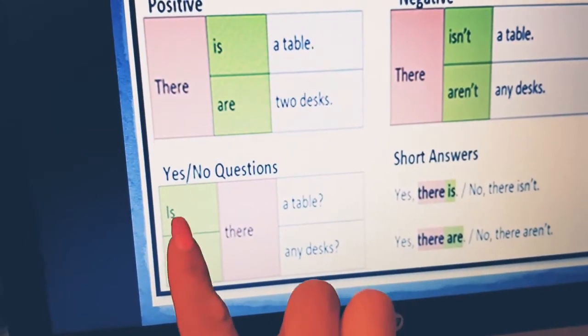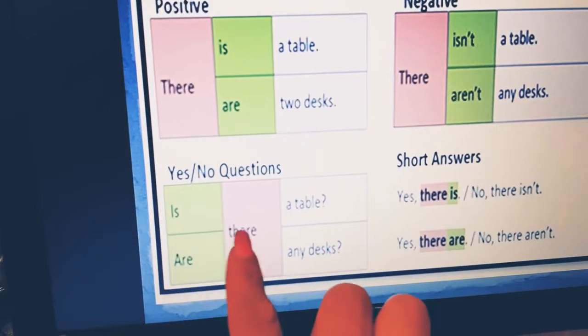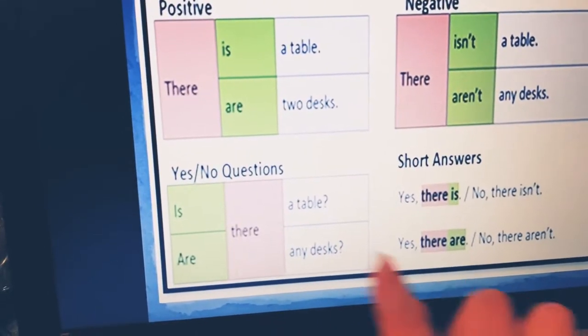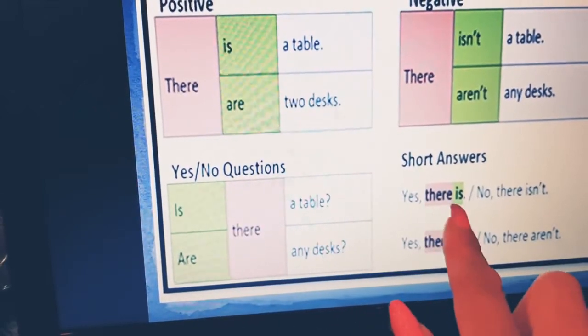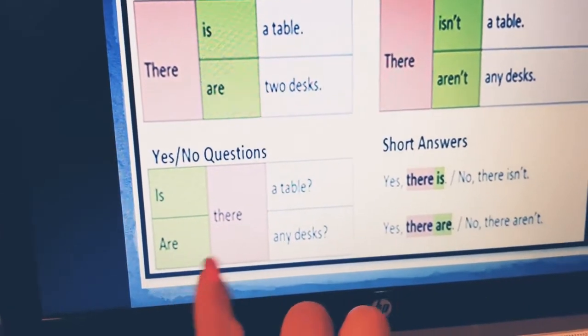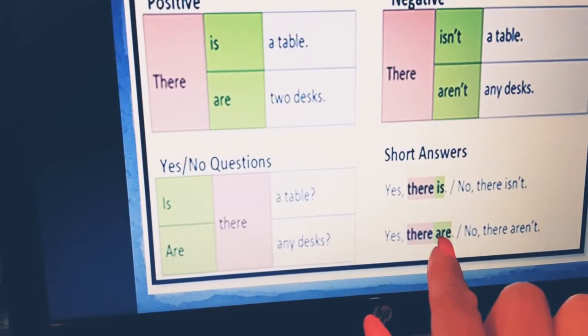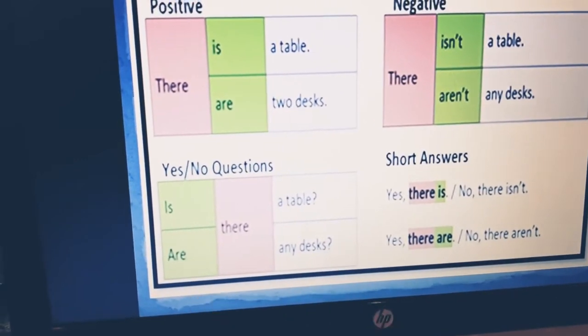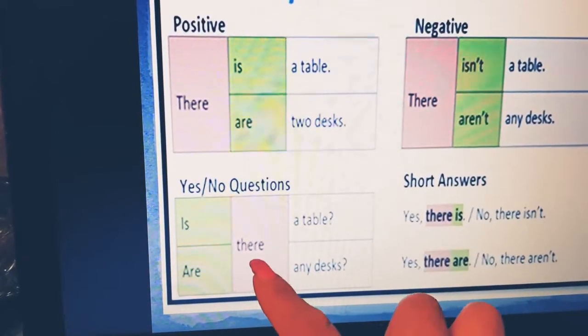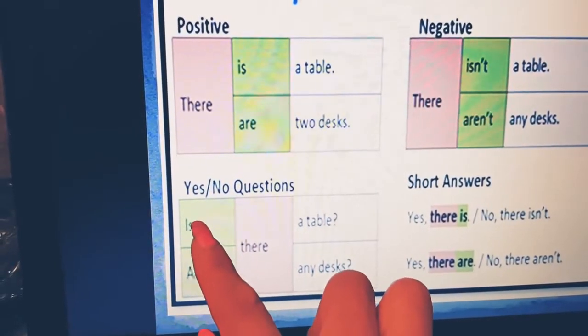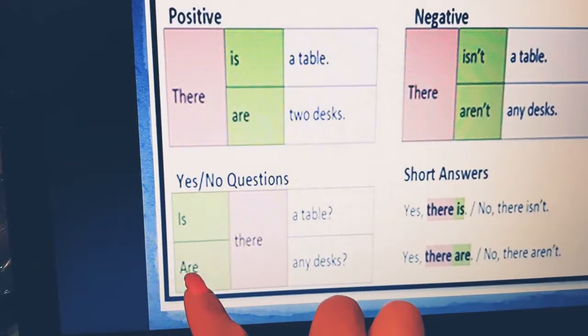It's not possible to ask a question with "is there" and answer with "are". No, you start with is, and the answer is with is. Is there a table? Yes, there is, or no, there isn't. Are there any desks? The answer is with are, because you use are. You check the color. It's obligatory. The color. First one, when it's a question, start with the verb to be: is in singular, or are in plural.